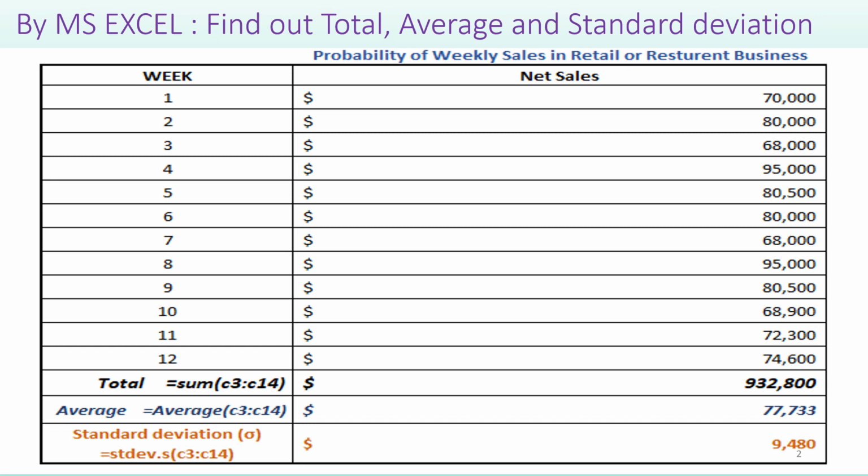Find out the total, average and the standard deviation by using Microsoft Excel, which are shown on the screen. You can see the total. This is the formula, equal to sum and the cell range. The same way, average and the standard deviation.